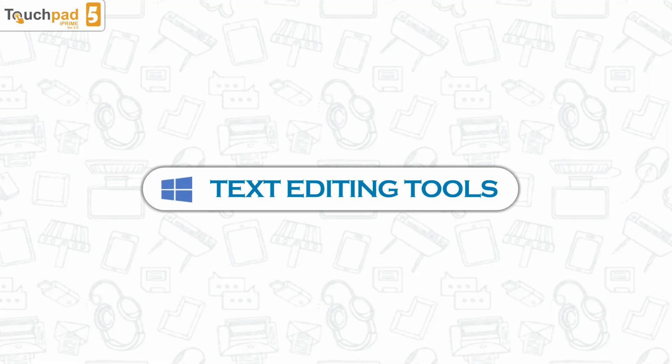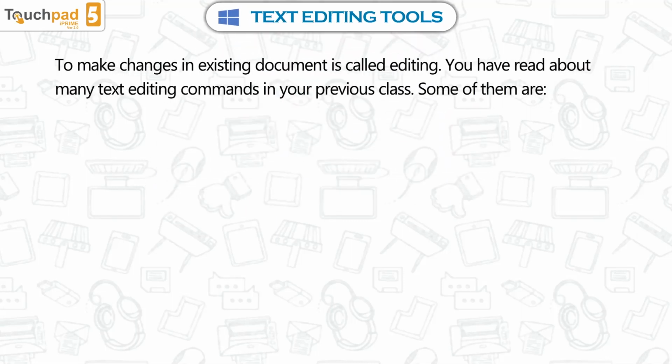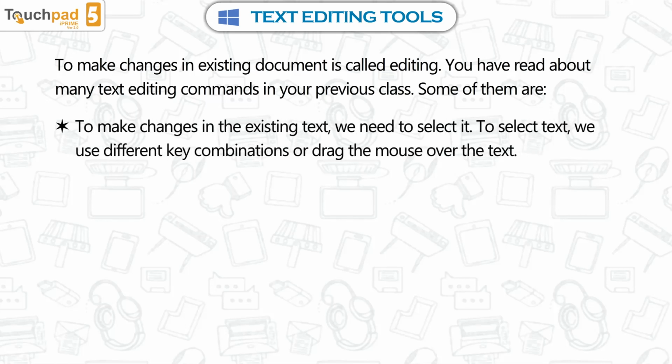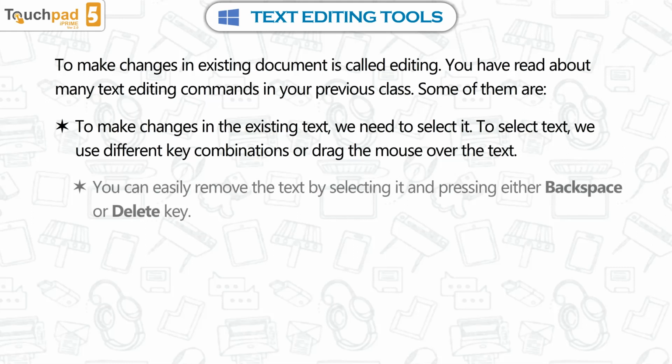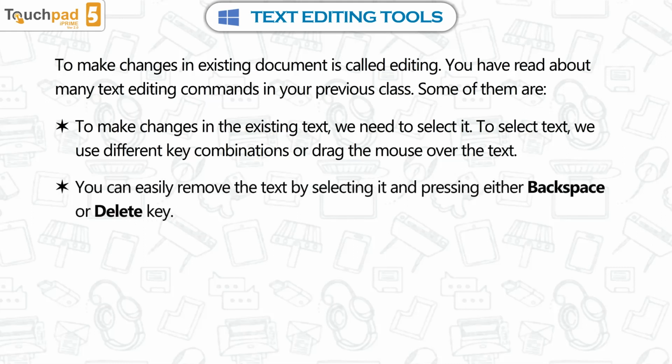Text editing tools. To make changes in an existing document is called editing. You have read about many text editing commands in your previous class. Some of them are: to make changes in the existing text, we need to select it. To select text, we use different key combinations or drag the mouse over the text. You can easily remove the text by selecting it and pressing either backspace or delete key.